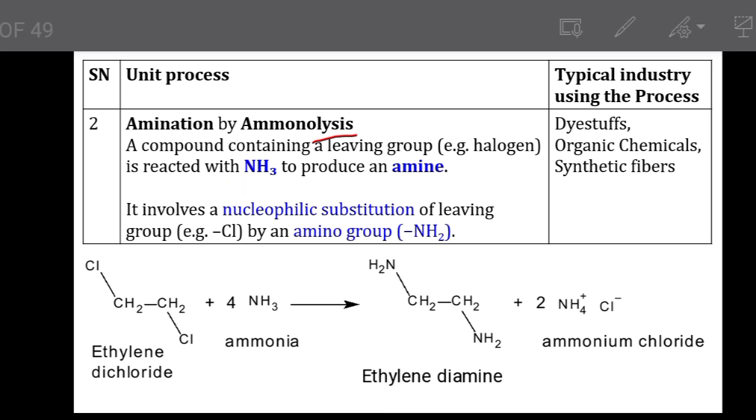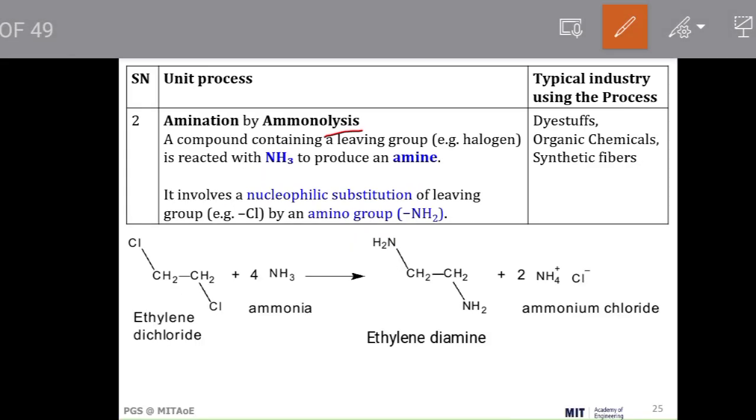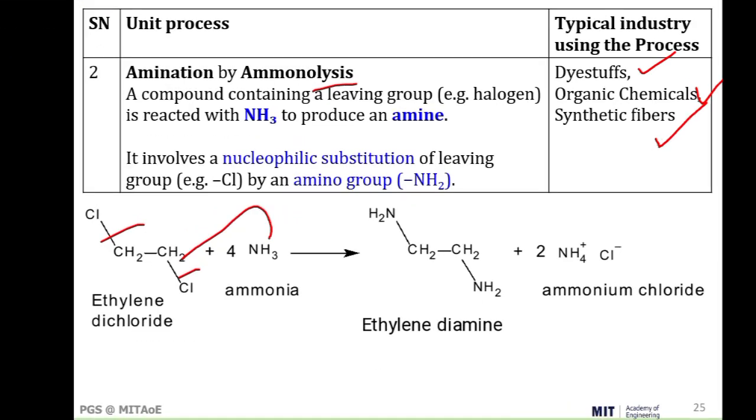For example, ethylene dichloride reacts with ammonia to form ethylene diamine and ammonium chloride. Here ammonia is used to break the chloride bonds, and new amine bonds are formed. These types of reactions are used in dyestuff, organic chemicals, and synthetic fiber industries. That much introduction to this amination unit process is sufficient for our purpose.